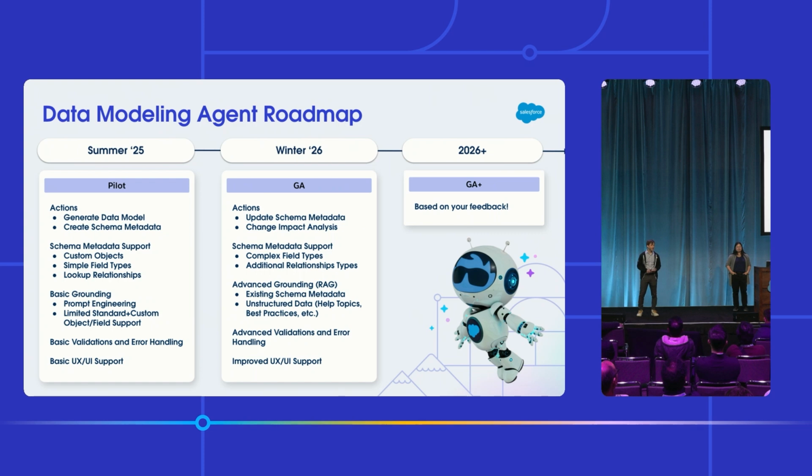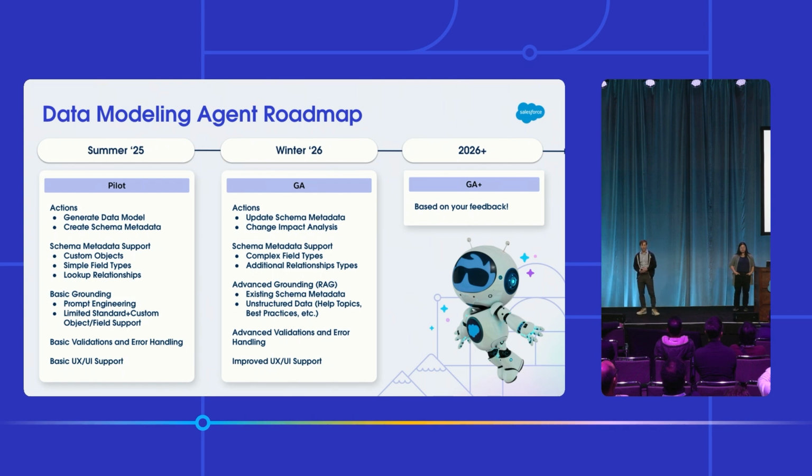What we're going to be supporting is the custom objects, simple field types, and also lookup relationships like you saw. We're going to be going out of the box with some basic grounding where we're going to leverage prompt engineering and using some of that existing metadata. And then, like you saw, we're working on an initial set of UI, how to display that, as well as error handling and validation and whatnot.